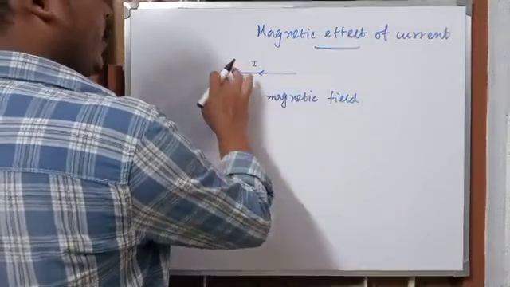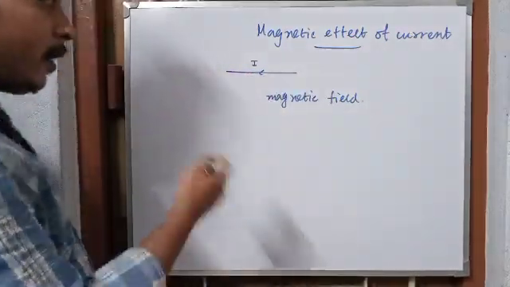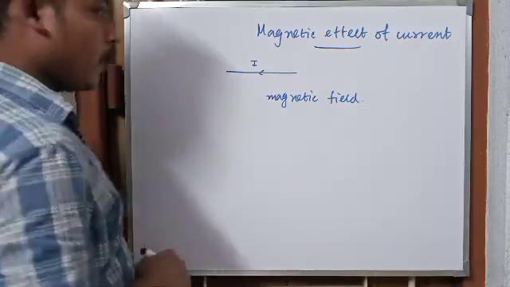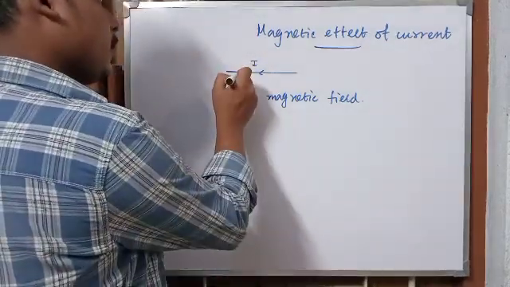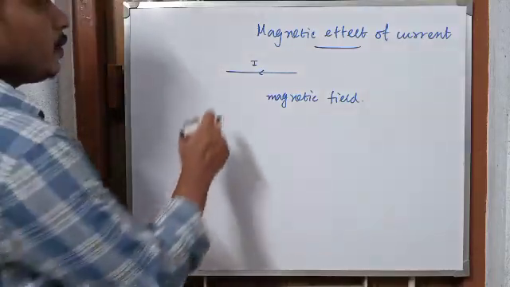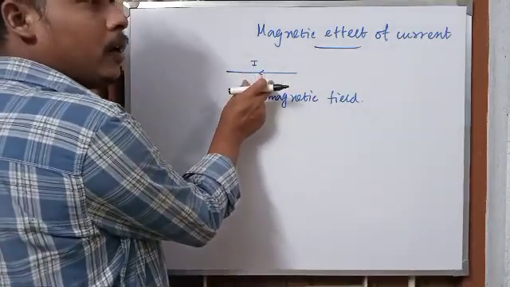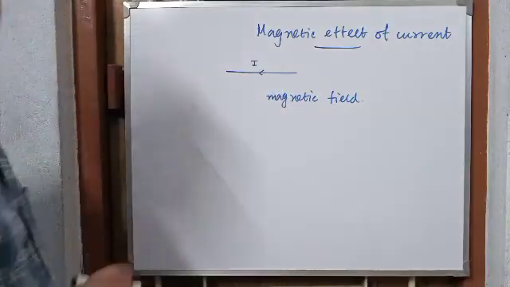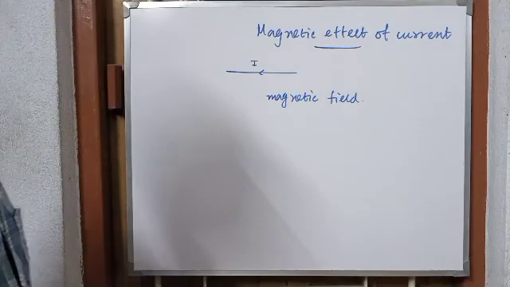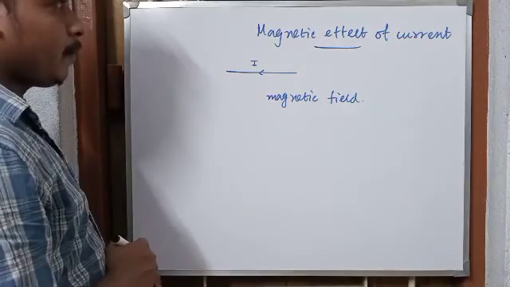If there is a current carrying wire carrying a current I, then it creates a magnetic field surrounding it. But it does not magnetize. That is, the wire does not form a magnet, but creates a magnetic field in its surrounding.